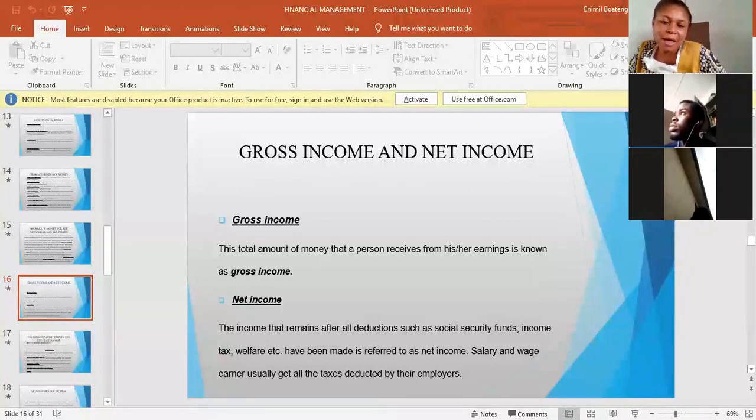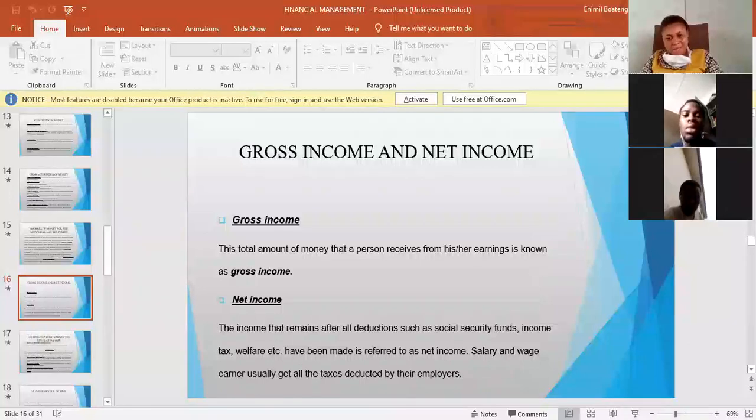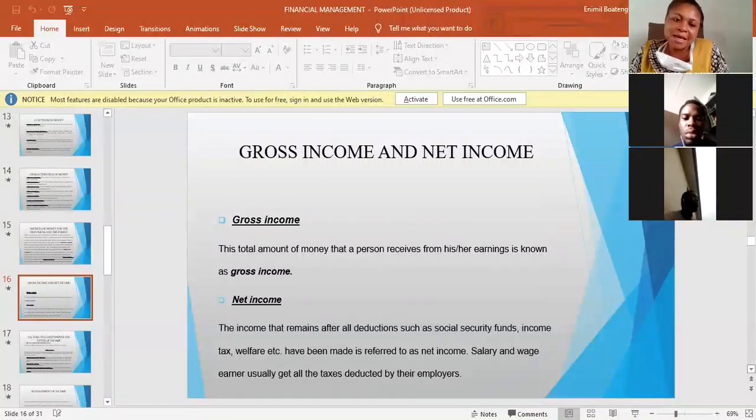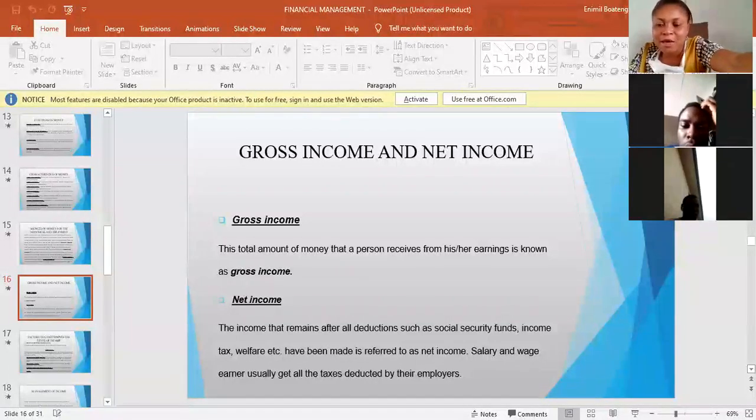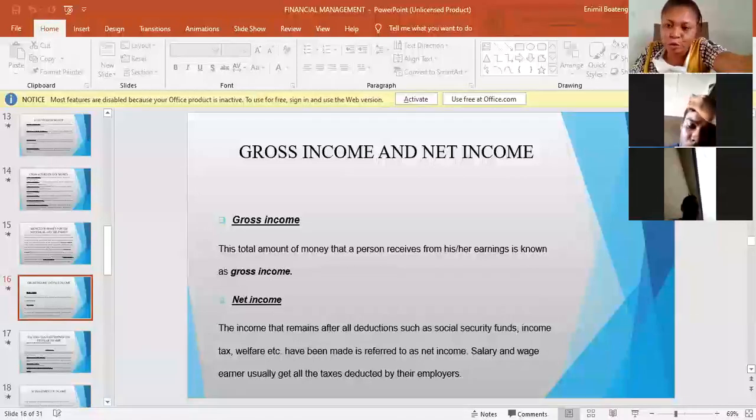The next is gross income and net income. When we talk about gross income, it's the total amount of money that a person receives from his or her earnings. Now, the net income is the income that remains after all deductions such as Social Security Fund, income tax, welfare, etc. are deducted. So with the gross income, it's all the money that you are supposed to receive, but with no deductions at all. But with the net income, once your income tax is taken, your social security is also taken, now we call it the tier 2, all that is taken, what will be left is the net income. So the net income is actually the money that is left for you to use in your budgeting.